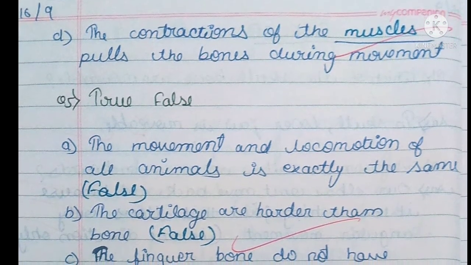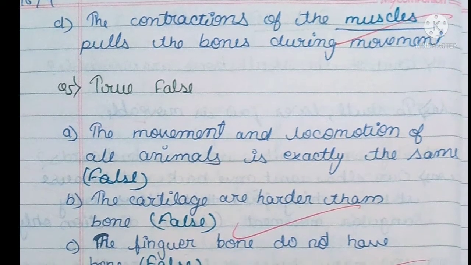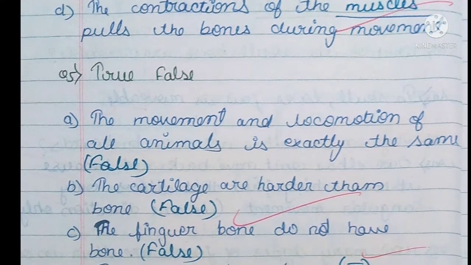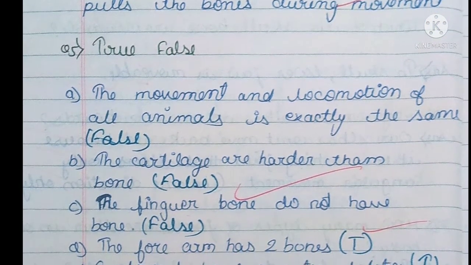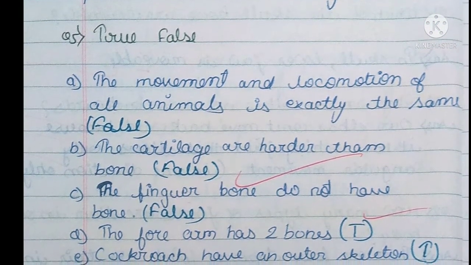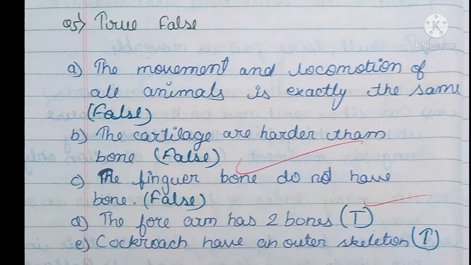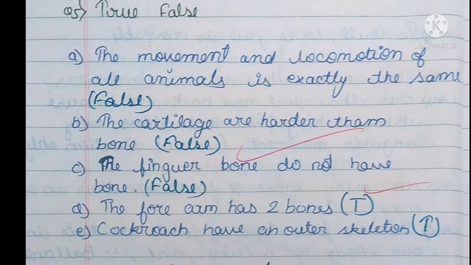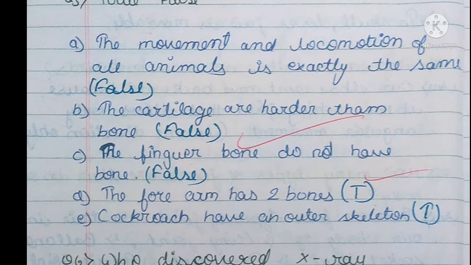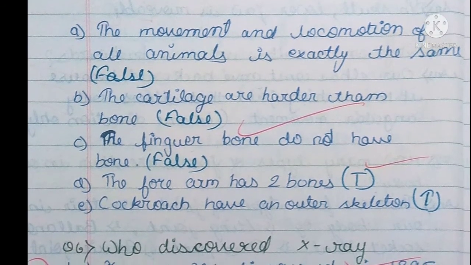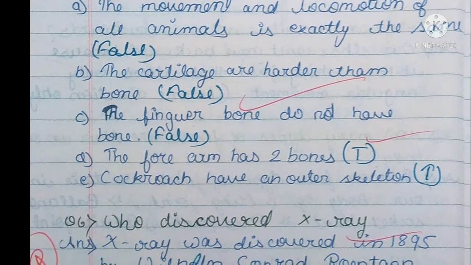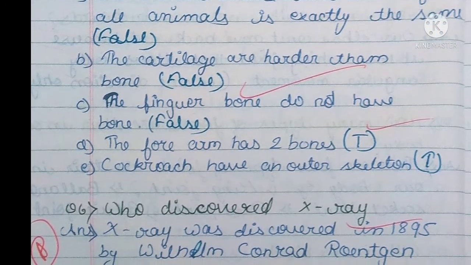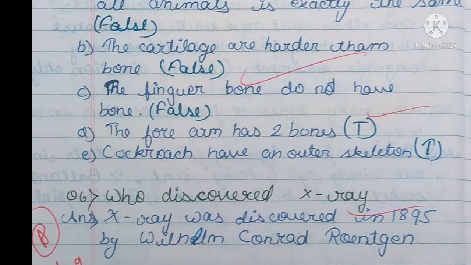True or false? A. The movement and locomotion of all animals is exactly the same. False. B. The cartilage is harder than bones. False. C. The finger bones do not have bones. False. D. The forearm has 2 bones. True. E. Cockroach has an outer skeleton. True.